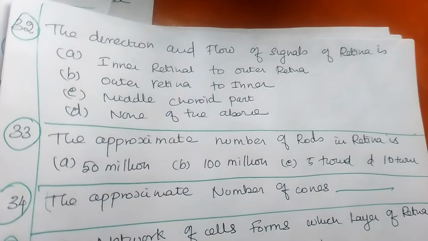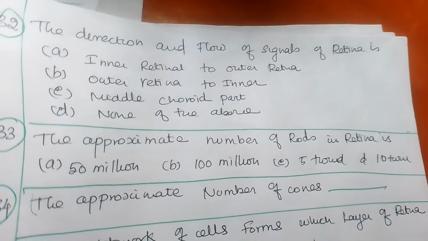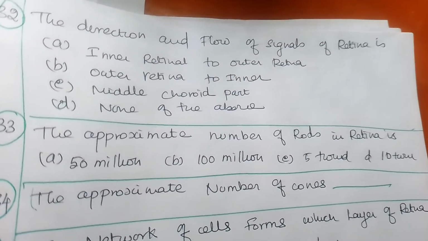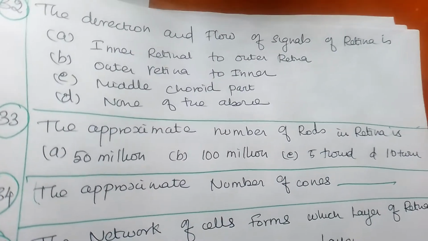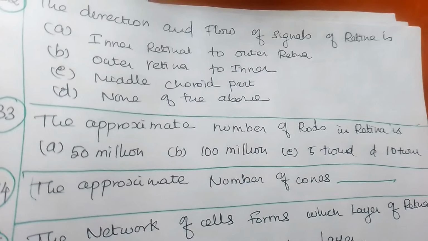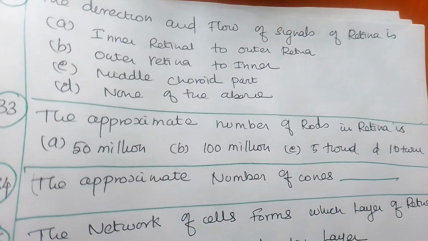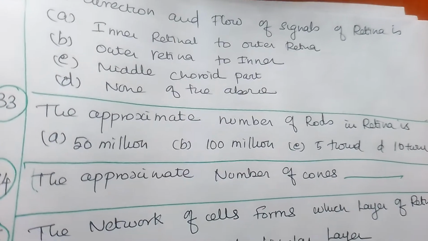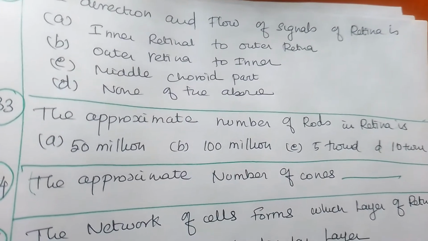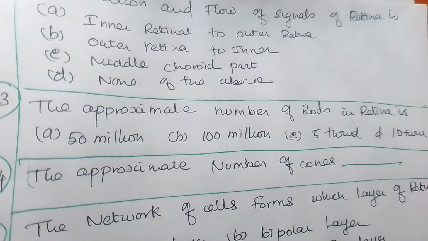Question number 32. The direction and the flow of signals of retina is, it's already a repeated question. You will be knowing: inner retina to outer retina, or outer retina to inner retina, or middle choroid part, or none of the above. The answer is so clear. It is B, outer retina to the inner retina.